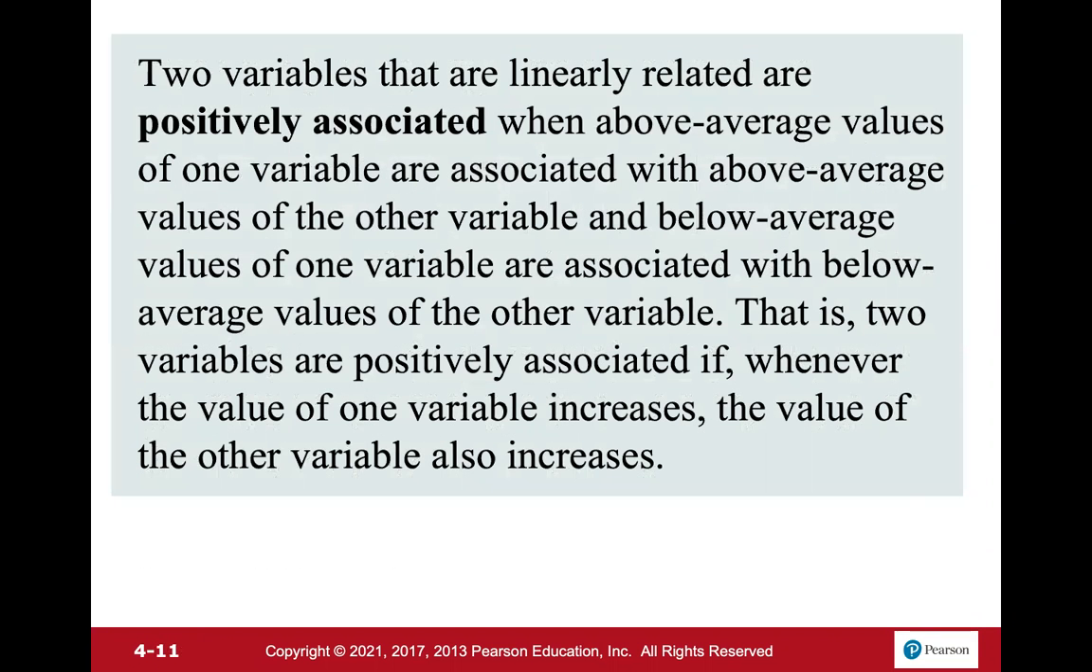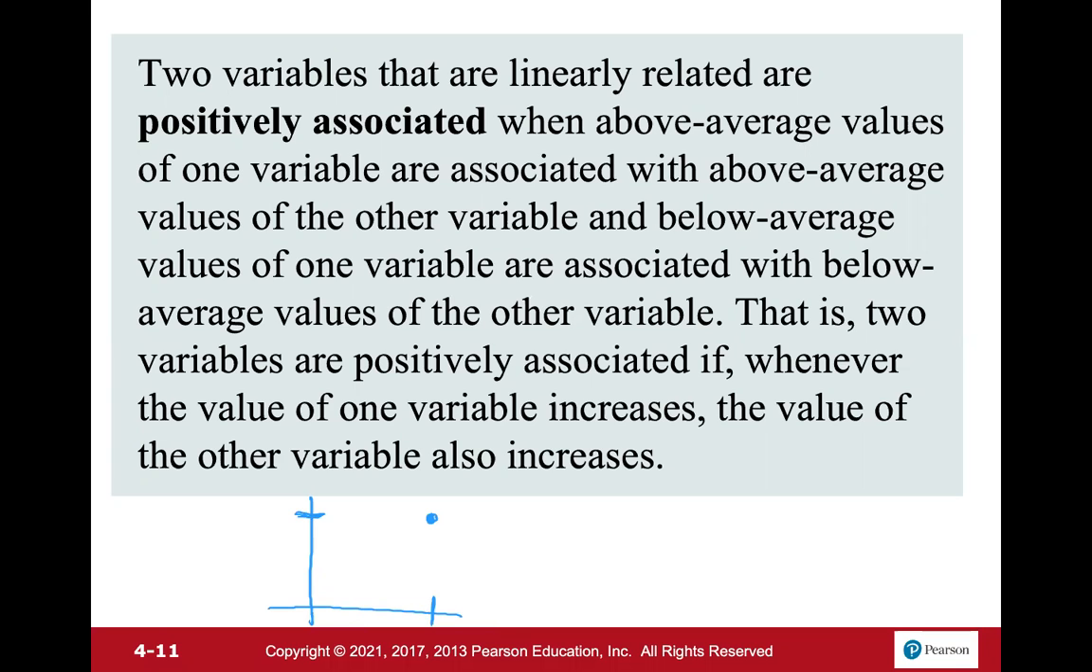All right, two variables that are linearly related are positively associated when above average values of one variable are associated with above average values of the other variable. Below average values of one variable are associated with below average values of the other variable. That is, two variables are positively associated if whenever the value of one variable increases, the value of the other variable also increases. So all of this literally just said that we are positively associated if above average, so I'm going to say that this is above average here, of one variable are associated with above average of the other variable, above average over here. So we're saying that those points line up to this here.